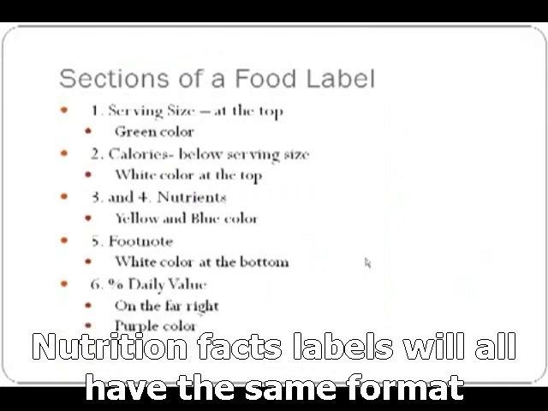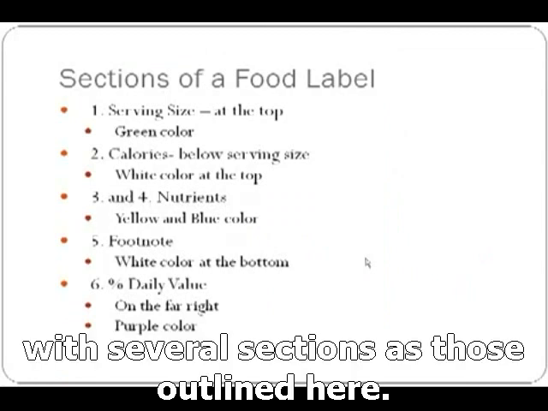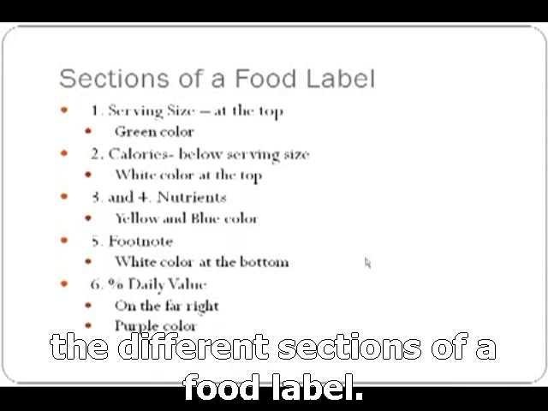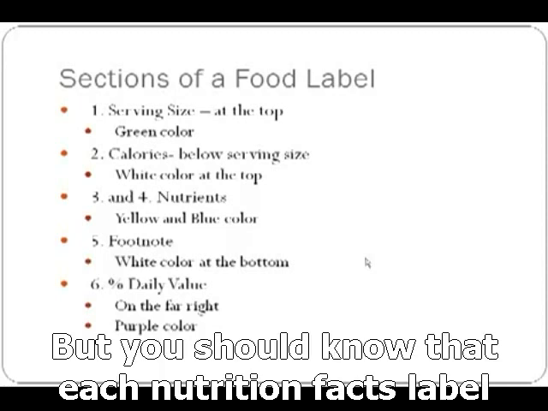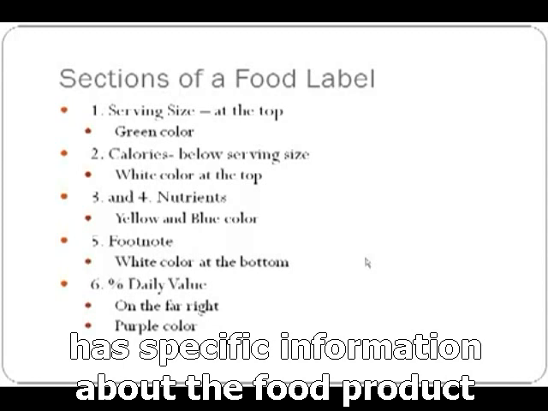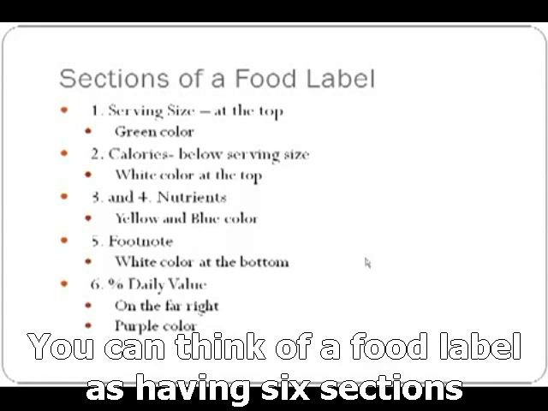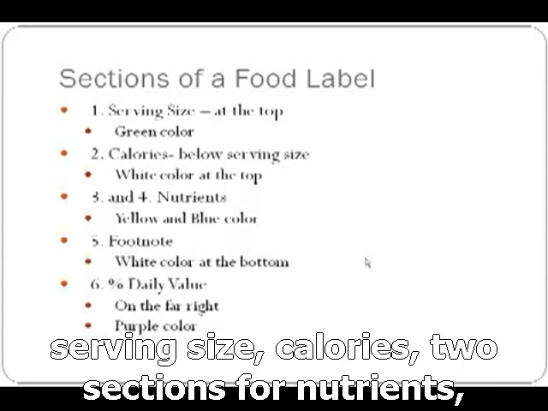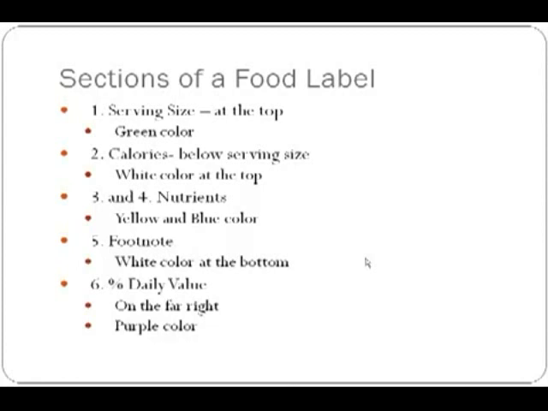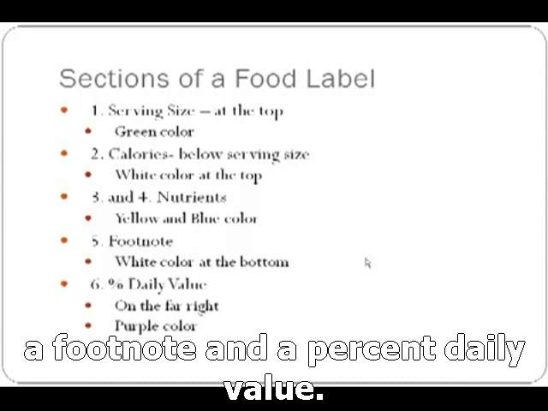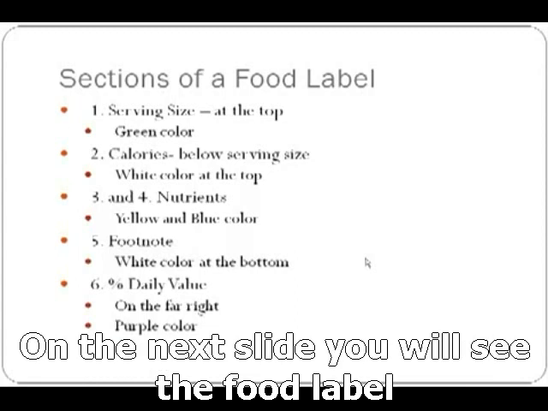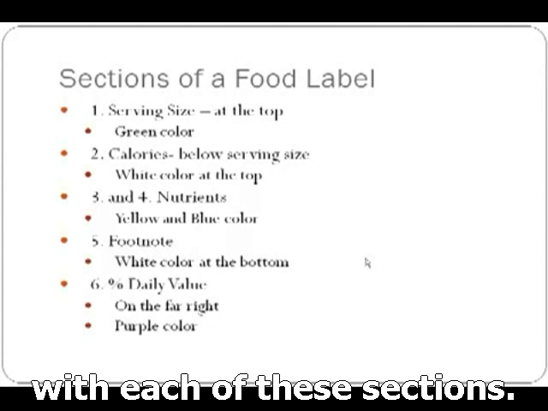Nutrition facts labels will all have the same format with several sections as those outlined here. Next, we will discuss the different sections of a food label, but you should know that each nutrition facts label has specific information about the food product on which it is labeled. You can think of a food label as having 6 sections: serving size, calories, 2 sections for nutrients, a footnote, and the percent daily value. On the next slide, you will see the food label with each of these sections.